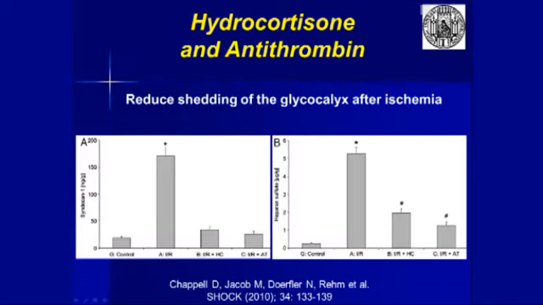Here you can see that ischemia reperfusion maneuvers can destroy the glycocalyx in the guinea pig heart. And this is indicated by a major release of syndecan-1 and heparan sulfate into the circulation during reperfusion. However, if hydrocortisone or antithrombin was applied intracoronarily, this resulted in an impressive stabilization of the endothelial glycocalyx. This was even a visible effect.